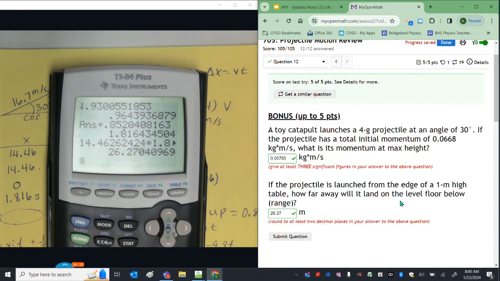Again, this was listed as bonus because you're not going to have a question like that on your test, but I just wanted you to try it. So if you've solved this and you got it right, you will have a 105 listed up here as your score. If you guys have questions, please make sure that you ask them prior to your quiz tomorrow or your test on Thursday.